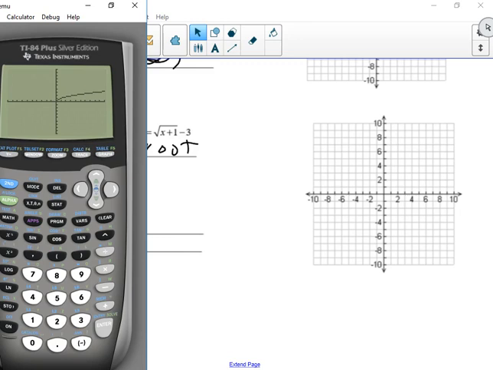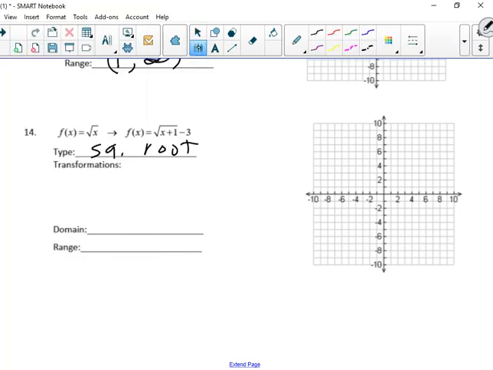Okay, and we do this with just our math in our head. Square root of 0 is 0. Square root of 1 is 1. Square root of 4 is 2. Square root of 9 is 3. All I put in was numbers 0, 4, and 9, my perfect square numbers. Took the square root of them. I got 3 points and horribly drew a line.